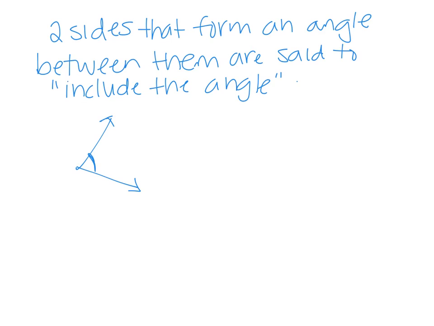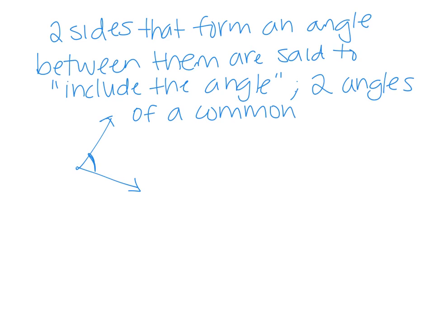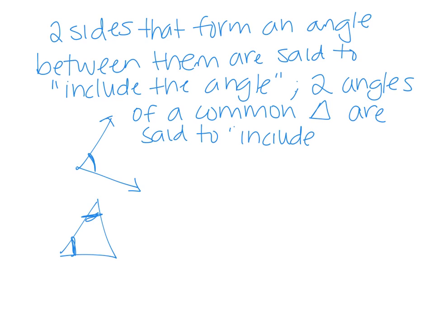Okay, so 2 angles of a common triangle. So for example, I have a triangle. I have this angle and this angle. Are said to include the side. So that means that this side is being included if I'm looking at this angle and this angle. This side and this side include this angle here.